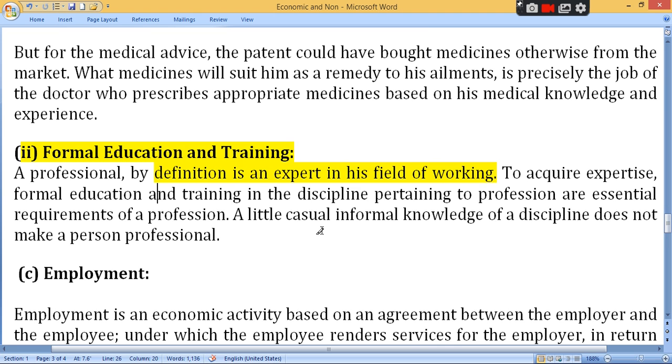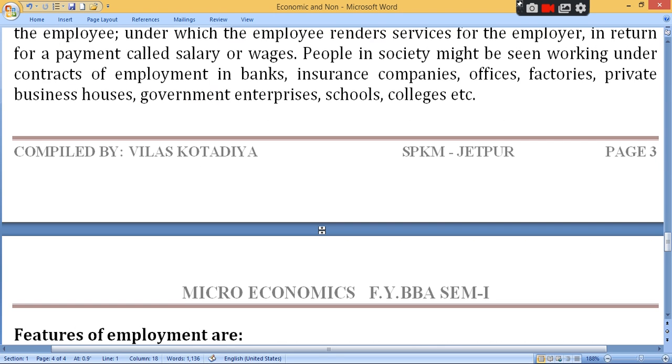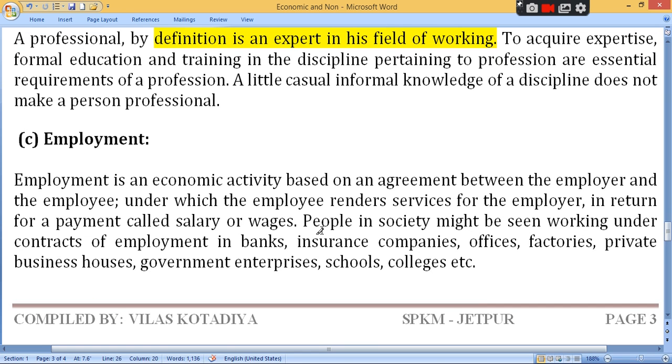Clear. Then employment. The third part: there are three parts, business, profession, and the third part, that is employment. Employment means there is a contract between employer and employee. Clear?